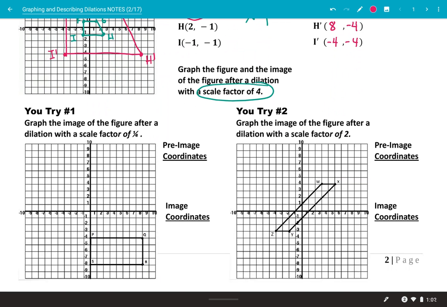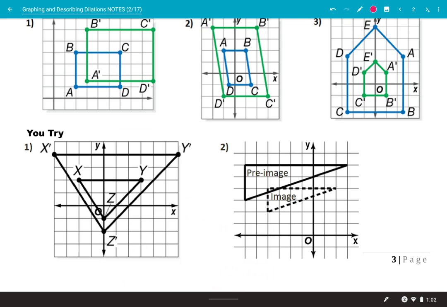Okay, so here are our 4 points, P, Q, R, and S. P is 0, -4. Q is 8, -4. R is 8, -8. And S is 0, -8. If we're going to have a scale factor of 4, what will be the new coordinates of our image?